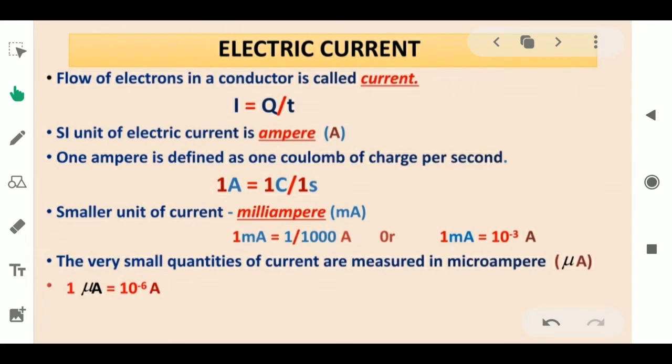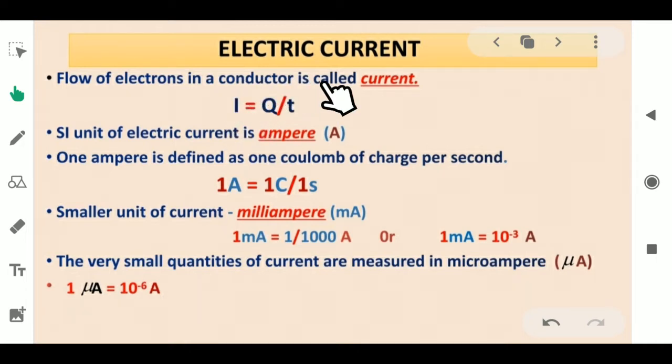Next, electric current. What do you mean by electric current? In the previous session we discussed the flow of charges, or simply the rate of flow of charged particles, called electric current, right? Or simply we can say that the flow of electrons in a conductor is called current. Electrons are negatively charged particles. That current can be represented by the letter I.